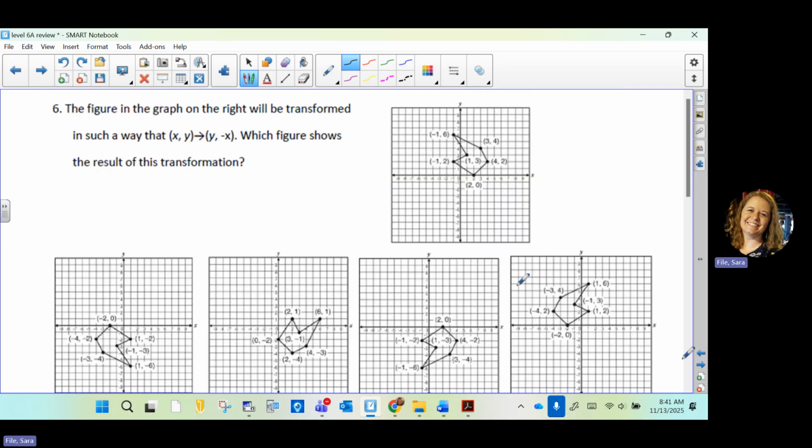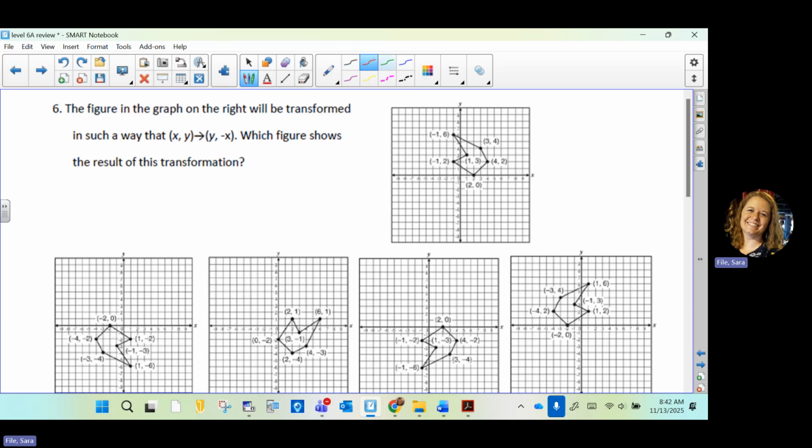All right, keep going. Let's look at 6. Okay, so on number 6, it says the figure in the graph on the right will be transformed in such a way that (x, y) becomes (y, -x). Which figure shows the result? You can either take points and test this, or you can look at your rules and see which one this is and visualize that change. Some of you are better at that visualizing concept. I think for more of you, it might be better to just take one of your points. There are 6 vertices here. Just pick one to check. It doesn't really matter which one.